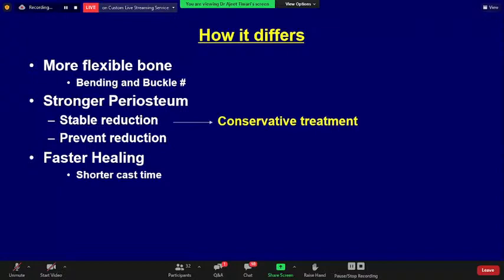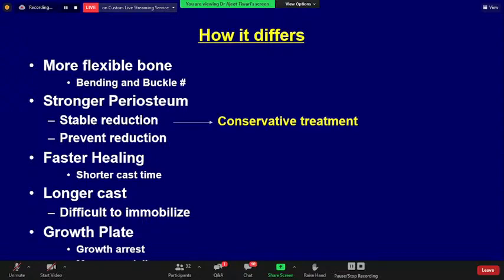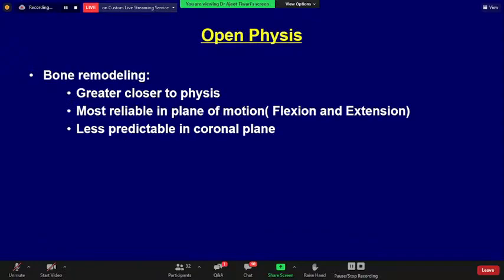But the flip side of this potential is that sometimes patients present to us late, and once the patient presents late, it's difficult because the bone has united and it's difficult to correct. The cast is longer because it's difficult to immobilize the child. As the growth plate is there, there is always a chance of growth plate arrest. But the good thing is that if the fracture is near the growth plate, there are more chances of remodeling. Once the fracture is closer to the physis, bone remodeling happens better.